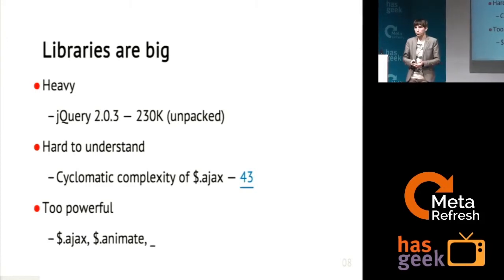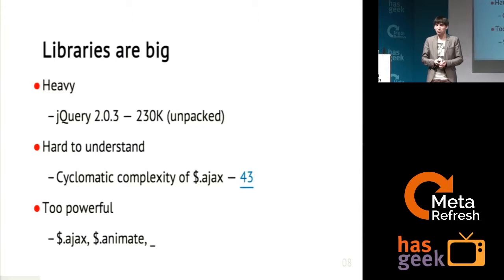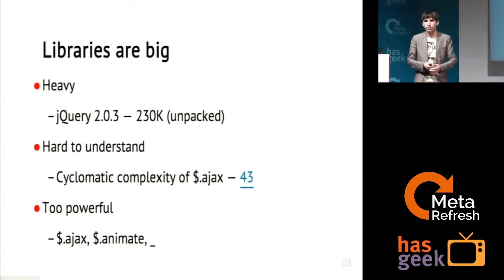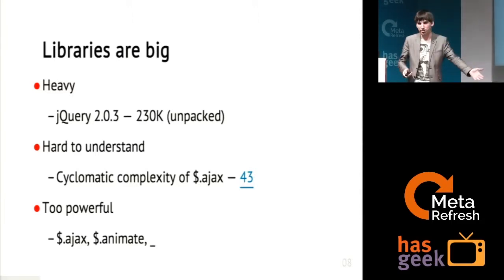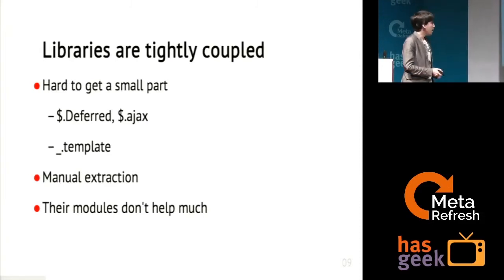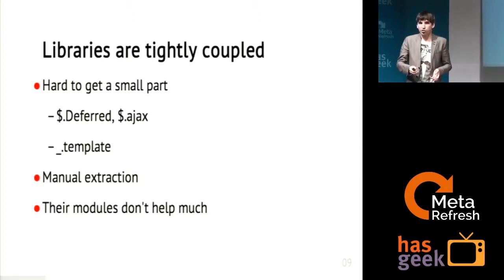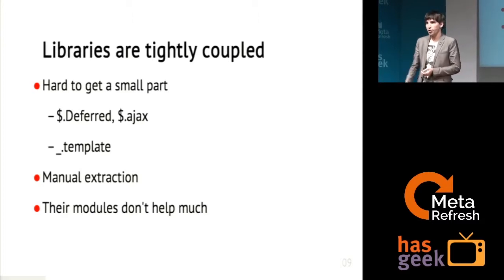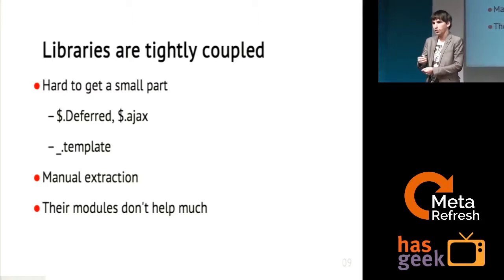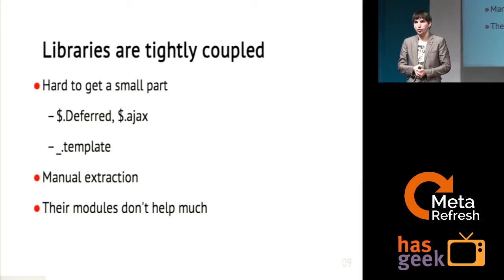Also, these libraries are too powerful. I think Lodash is too powerful, and some of the jQuery functions are powerful too. Just take a look at Ajax or Animate. And it's hard to get a small part of this library because it's tightly coupled. Well, it's possible to get just Ajax or template or jQuery Deferred from this library because, for example, jQuery is using AMD modules and you can get a simple module, but this module will also bring some unwanted dependencies.